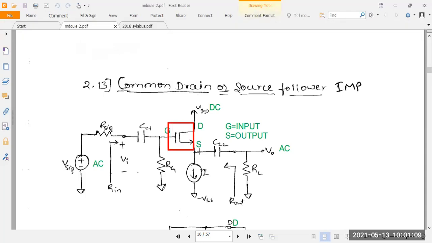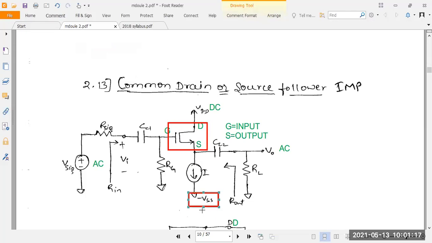Here you take the transistor now. The source is connected to the current source, and it is connected to negative VSS. Negative voltage VSS, or you can take ground also, no problem. We can take a negative source, or you can take ground. Whatever you take here, either minus VSS or ground.